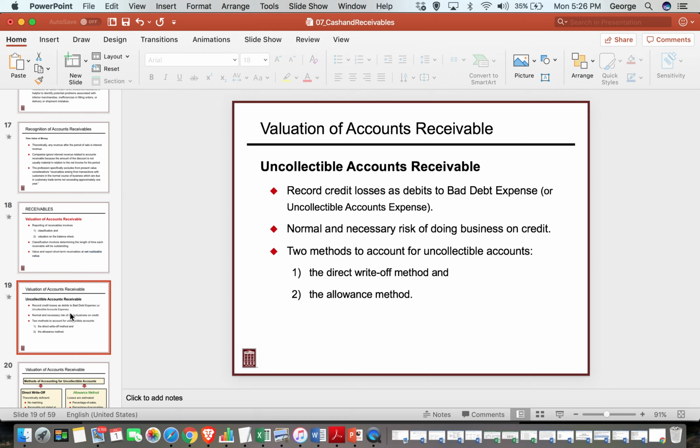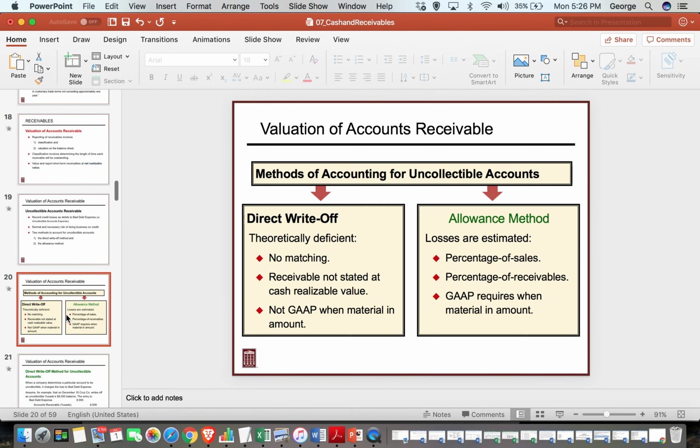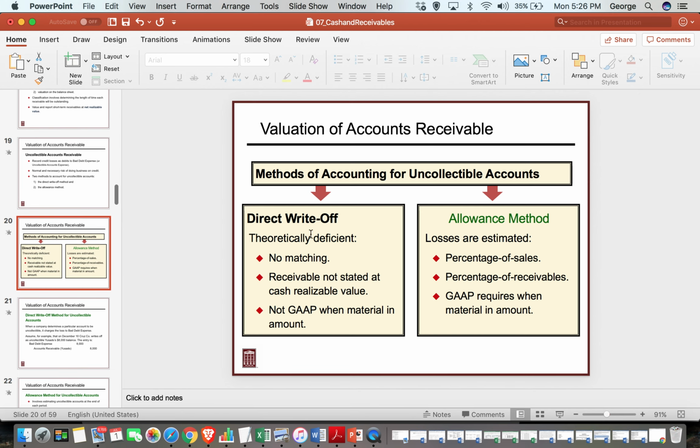This is a normal and necessary risk of doing business on credit. Two methods: the direct write-off method and the allowance method. So let's look at each of these. So the direct write-off method is sort of theoretically deficient. There's no matching. We're not matching up revenues with expenses. It might be 2 years after the sale that we write the thing off. Receivables are not stated at cash realizable value because we're not using an allowance account.